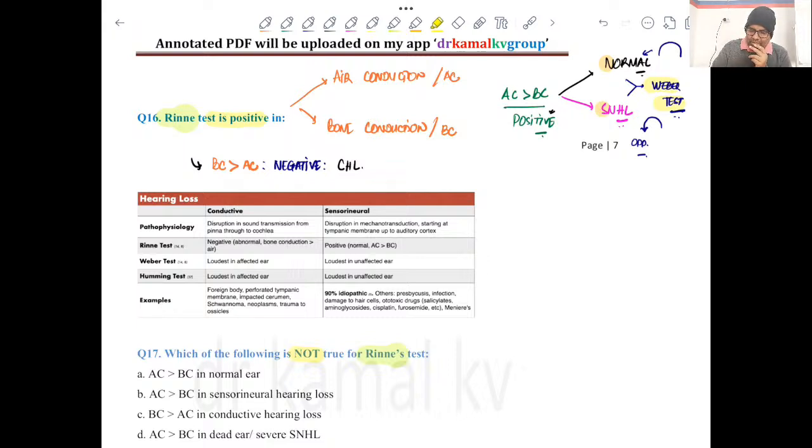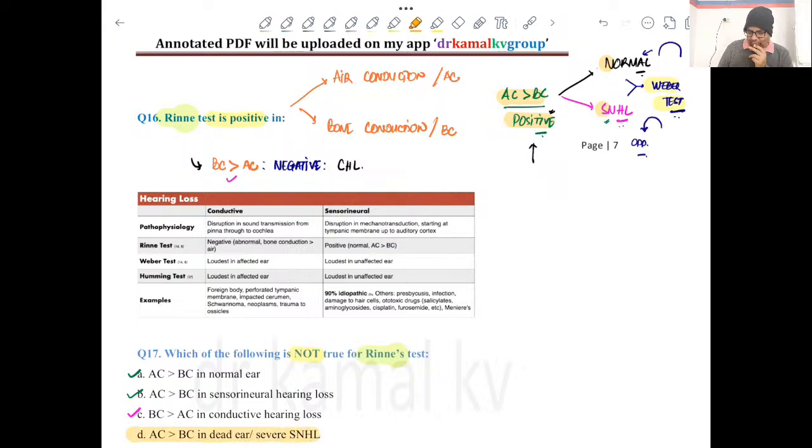You can just learn from this upper question. So if air conduction is more than bony conduction, yes, this is normal. So option A is right. Air conduction more than bony conduction can be normal. Air conduction more than bony conduction can also be sensorineural hearing loss, that's also right. Then bone conduction more than air conduction is a negative test, conductive hearing loss. Yes, Bhavesh, you are absolutely right. So the top three options are very correct.